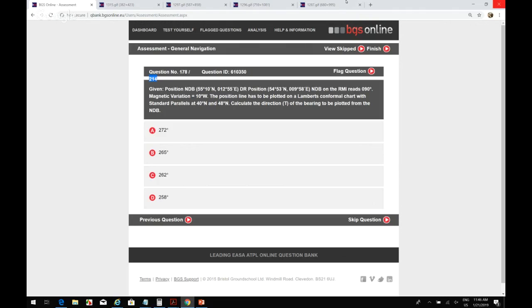Variation west 10 degrees. Okay, we extend the parallels at 40 degrees and 48 degrees north. Calculate the direction true of the bearing to be plotted from the NDB. So if the NDB is to the east of the DR position. Okay. So let's just try to run this.